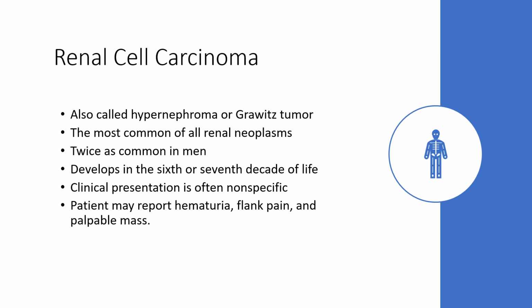Now, renal cell carcinoma. This is also called hypernephroma or Grawitz tumor. It's the most common of all of the renal neoplasms. Men are twice as likely to get it as women, and we see it most often in the 6th or 7th decade of life. The clinical presentation is nonspecific, so they may be asymptomatic in the early stages, and then they may start to report hematuria, some flank pain, or a palpable mass. And that's going to be what brings them in for imaging.